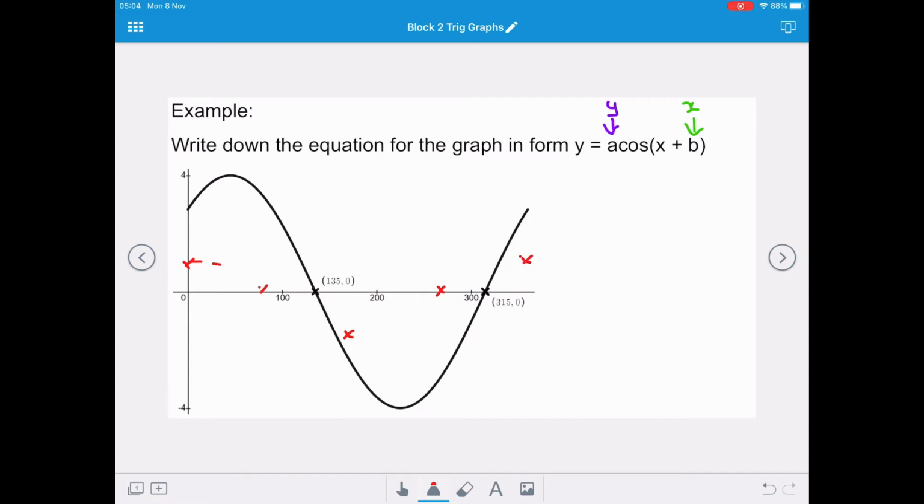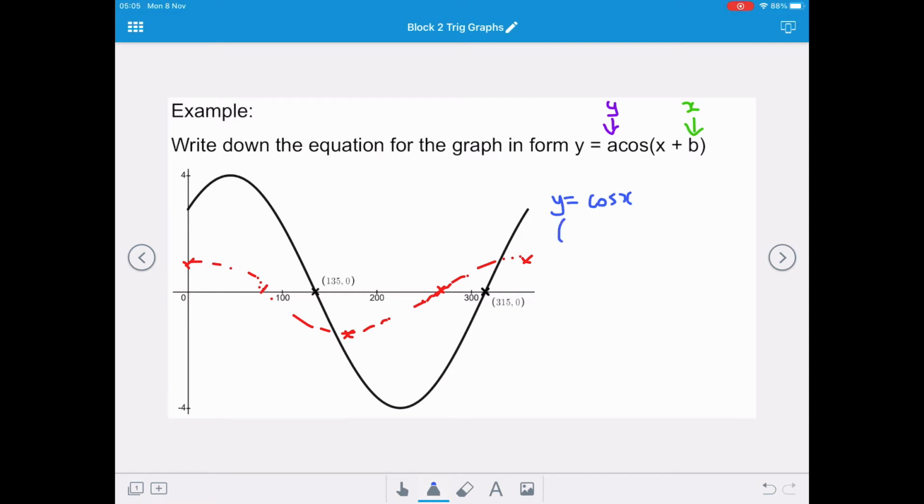So if we just sketch that in, we can see that our y equals a cos x plus b curve has shifted horizontally to the right. We can also see that our maximum and minimum values have stretched away from the x-axis, and that's where the a in y equals a cos x plus b comes into play.